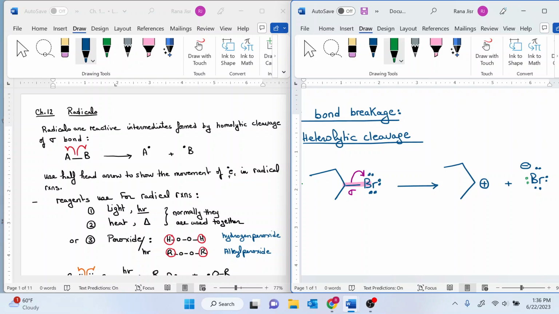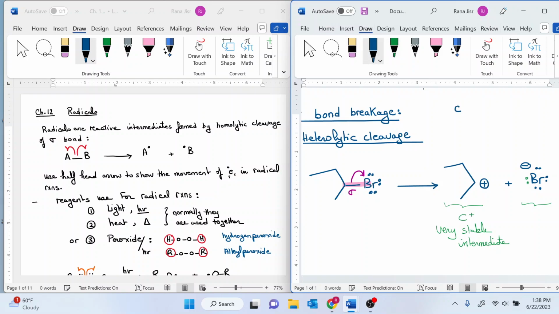So what you're getting here are plus charges and negative charges. Here the plus charge is our carbocation, and we said that carbocations are very stable intermediates. For these reactions, whenever we want to draw the mechanism, you need to show a full head arrow and the transfer of the two electrons towards whatever electronegative site you have.